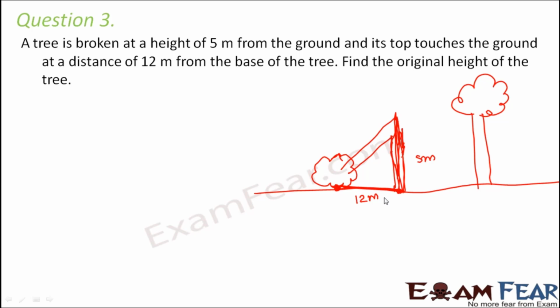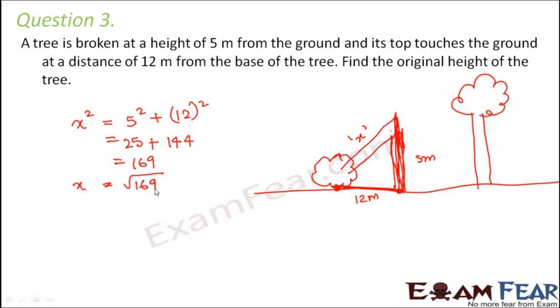So we have to find out the original height of the tree. So the original height of the tree would be this height plus this height, right? So you actually need to find this x. Once you find x, x plus 5 would be the original height of the tree. So how do we find x? To find x, we make use of Pythagoras theorem. x square is equal to 5 square plus 12 square. So 5 5s are 25, 12 into 12 is 144. This is equal to 169. So x is equal to root over 169, and root over 169 is nothing but 13. So this is 13.